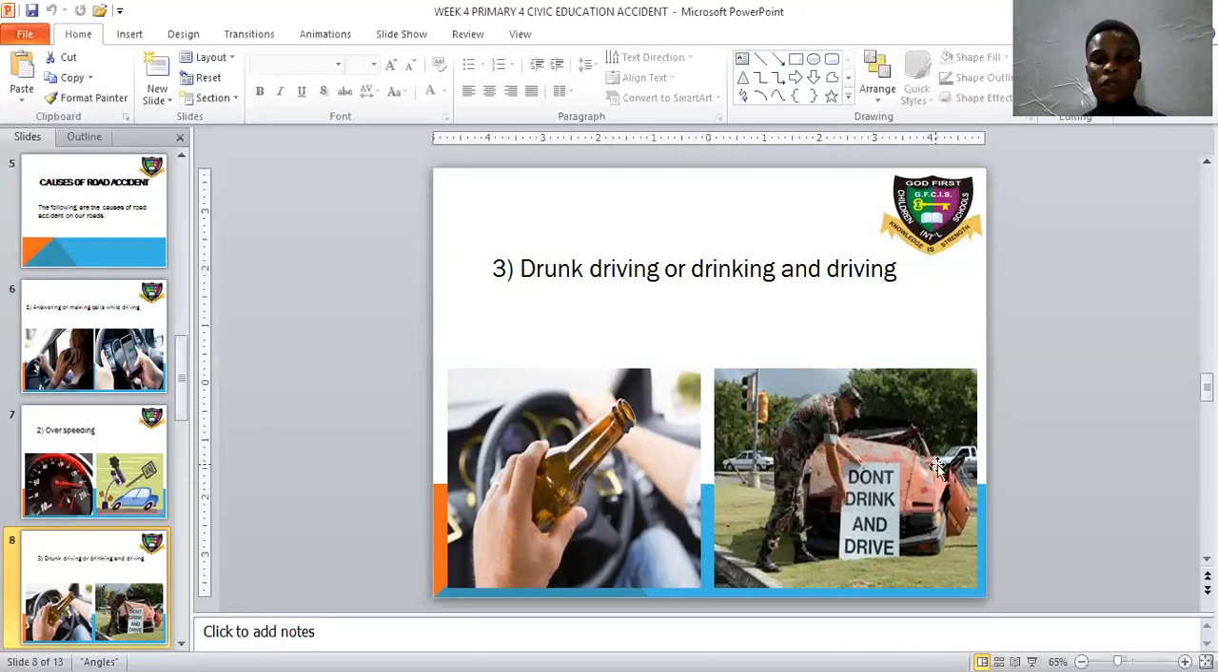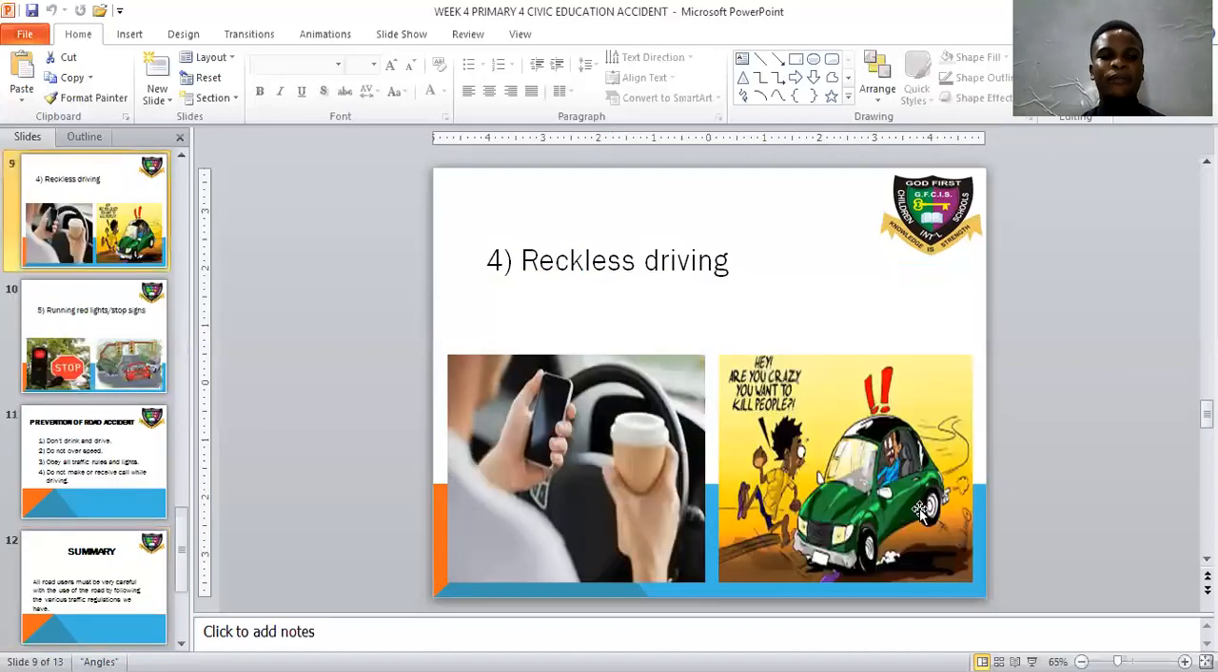The end result is what you are seeing in this diagram. Can you see what just happened? This man drank and then started driving, and you can see the end result: he was involved in a fatal accident. Can you see what the policeman, the security agent, is putting on the car? He said, don't drink and drive. That is a warning. Don't drink and drive, because if you do, the end result is what you are seeing in that diagram. Accident. Please avoid it by ensuring that you don't drink and drive.